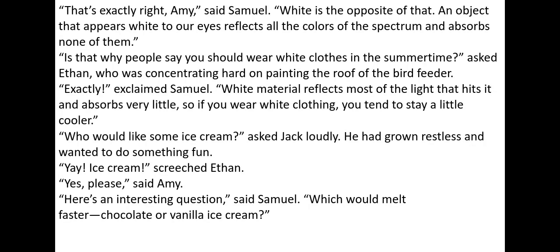"Who would like some ice cream?" asked Jack loudly, changing the subject. He had grown restless and wanted to do something fun. "Yay, ice cream!" screeched Ethan. "Yes, please," said Amy.